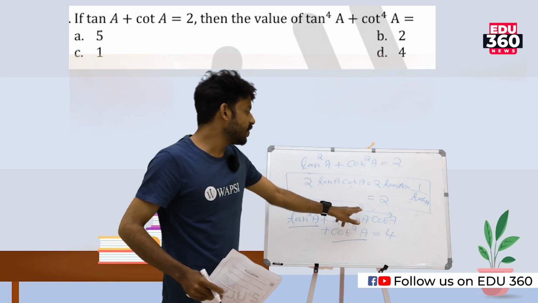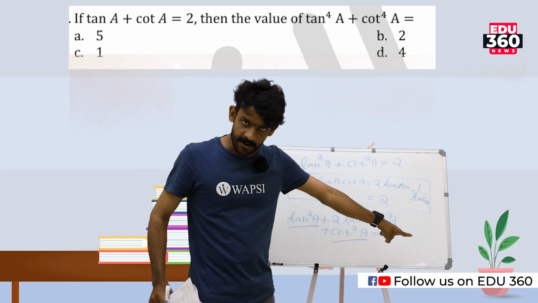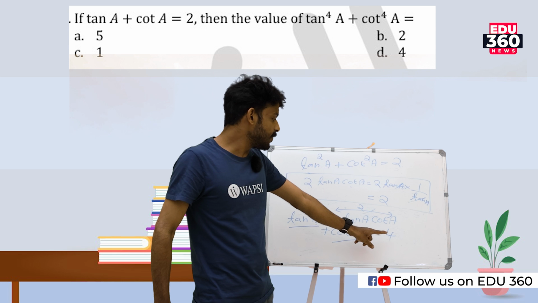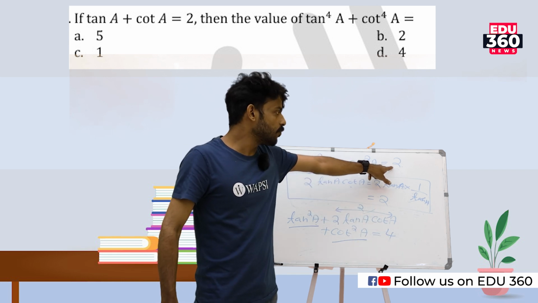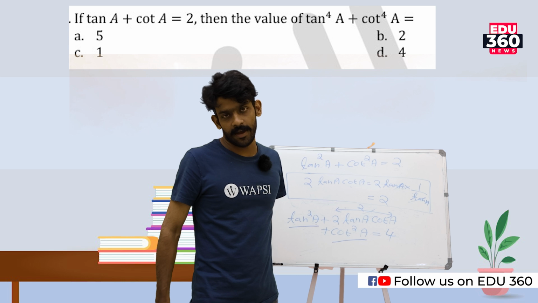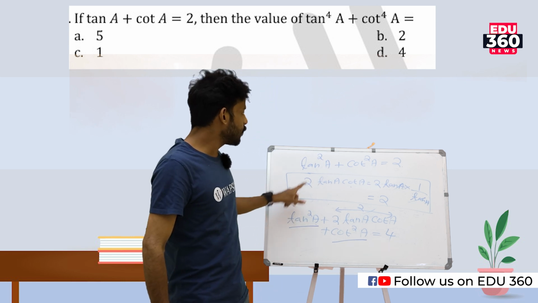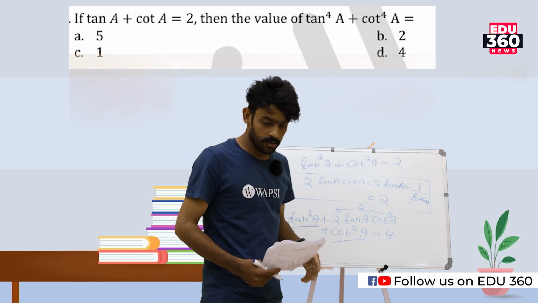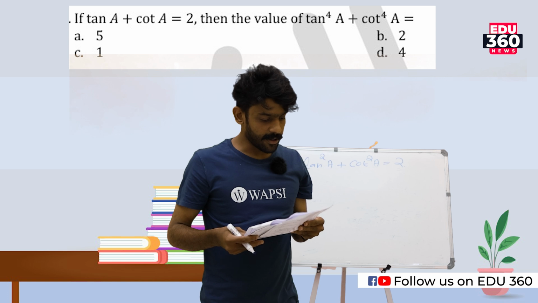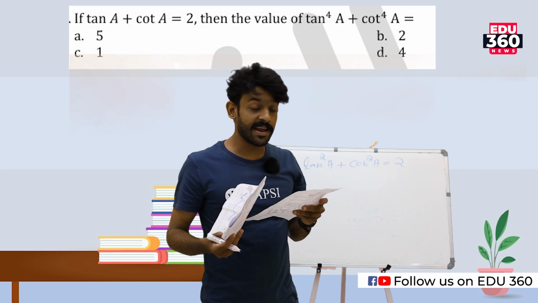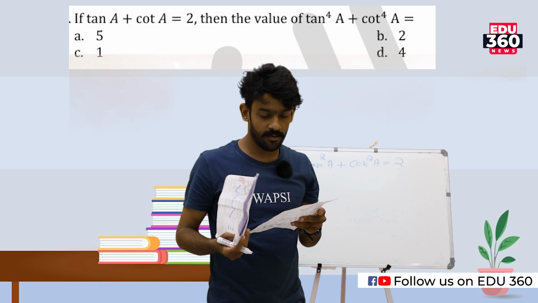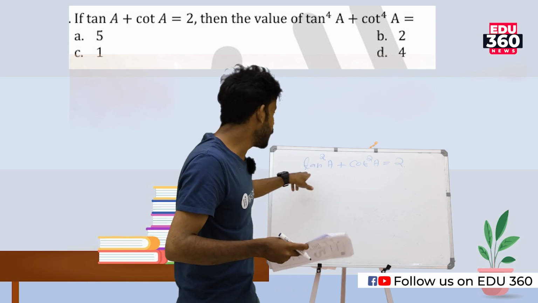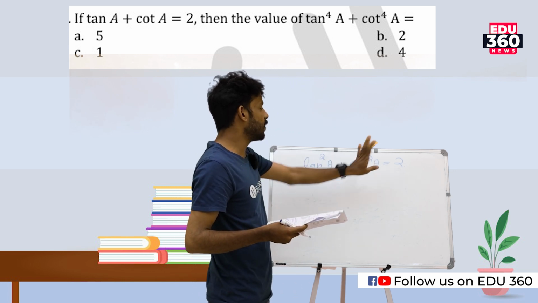So when we are moving this 2 to the right hand side, it will become 4 minus 2. 4 minus 2, what is the value? 4 minus 2 is 2. So we get 2 on the right hand side. So that is tan square A plus cot square A is equal to 2. So again, look at the question. We need to find tan raised to 4A plus cot raised to 4A. So we get tan square A plus cot square A is equal to 2.